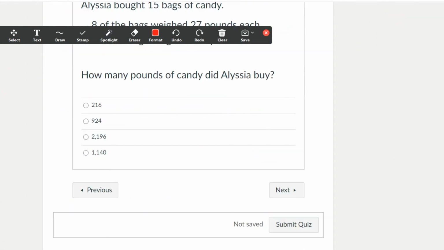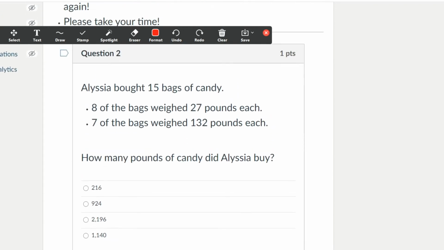Let's scroll down. Oops. Alicia bought 15 bags of candy. 8 of the bags weighed 27 pounds each. 7 of the bags weighed 132 pounds each. How many pounds of candy did Alicia buy? Well, I know that these 15 bags that they're talking about is really this 8 bag and this 7 bag. And I know 8 of those bags are 27 pounds each. So I want to find out how many pounds those bags are altogether. And I know the other 7 bags are 132 pounds each.